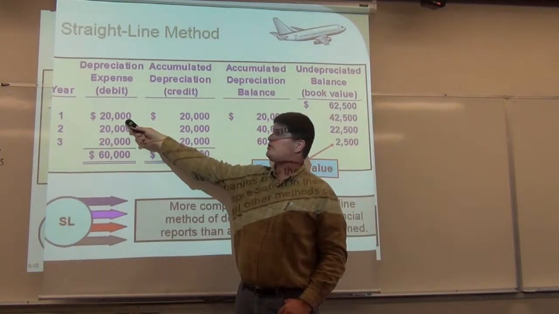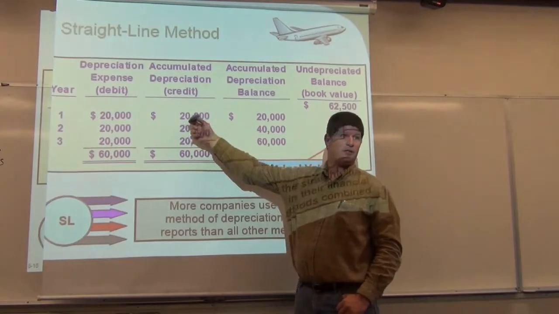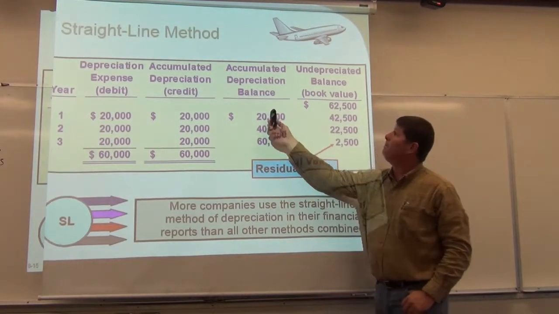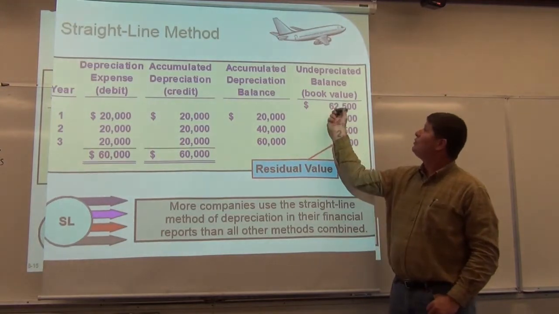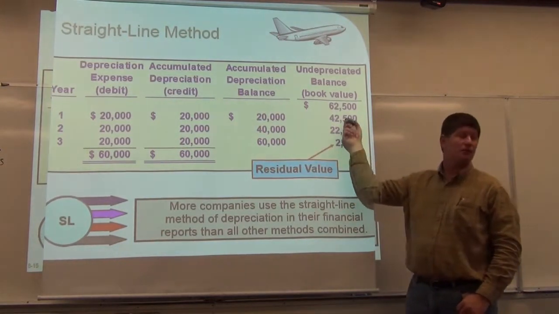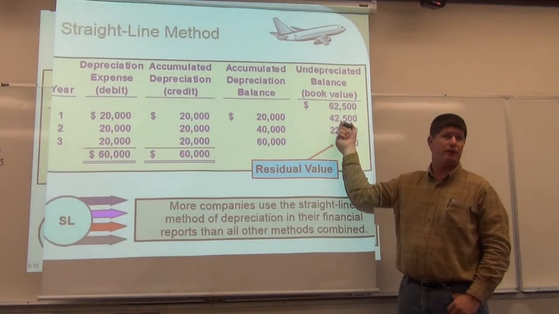Year 1, our depreciation expense is $20,000. Our accumulated is 0 plus $20,000, gives us $20,000. $62,500 minus accumulated depreciation of $20,000. Our book value of the airplane is $42,500. Everybody follow me so far?